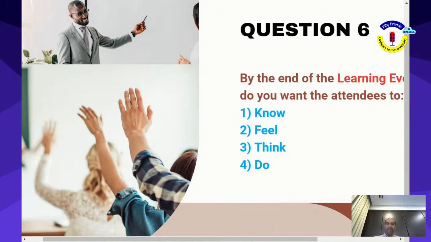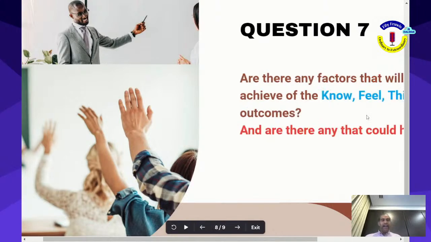Third one, what should they think during the learning event and after? And the final part is, what should they do? So this is question number 6. And finally, question number 7. I will share the slides below the event section. So in case you want to refer to it, these questions are there.